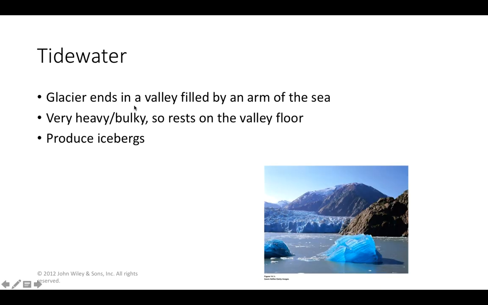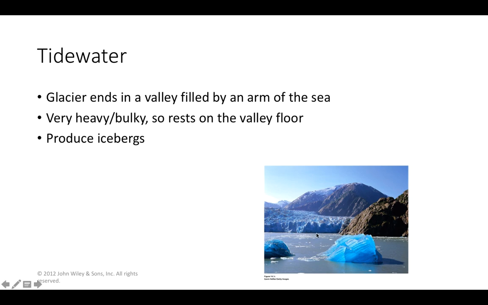Tidewater, like I said, is a glacier that ends in a valley. You have a glacier that's going to go all the way up this mountain, and then it's going to make its way down here. It's going to empty into a valley, but the big difference between maybe a cirque and a tidewater is that it often empties into the sea. So it could start at a high elevation and then the valley has some sort of an outlet or an inlet to the sea. It's very bulky. It rests at the valley floor.